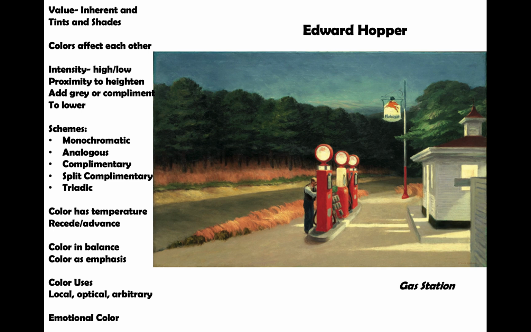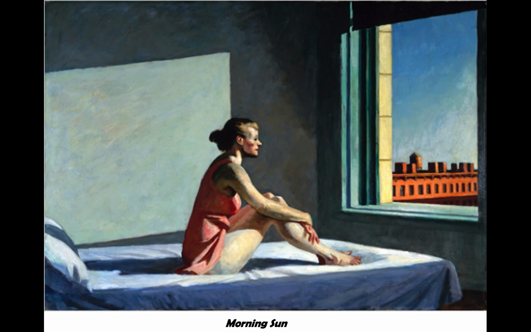We have the idea of value, tints and shades, colors affect each other, color has intensity, there are color schemes, there's temperature, there's the use of balance, color as emphasis, the local, arbitrary, and optical color, and then emotional color. So there's that quick snapshot, and then we click, and then we look and see what we are getting here. What is the artist employing in terms of color?